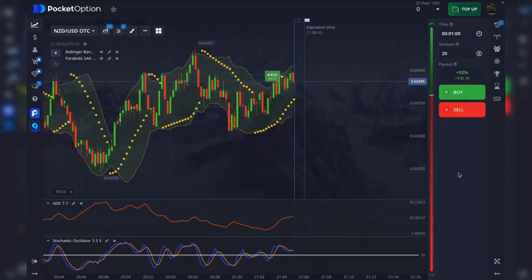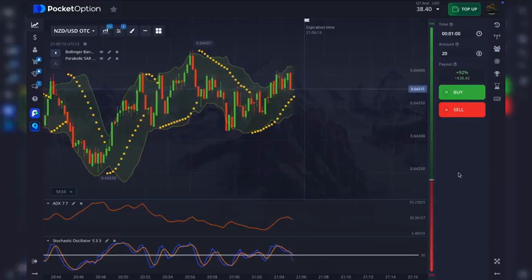Alright, let's wait for this trade to close. It's a little bit risky moment, but it still closes in profit and I get a nice payout. Now I will try to find a good setup to open a down trade, so I can show you how we use the same indicators to enter down trades.